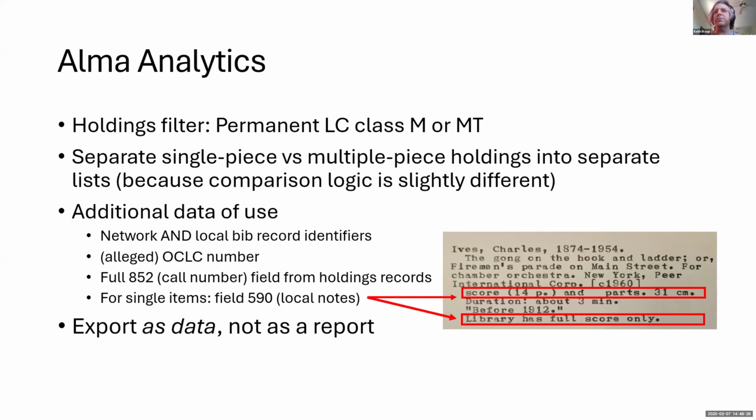The alleged OCLC number, so that we can hopefully find something that's a better match if we need to. The full 852 call number field from the holdings records, including any public or non-public notes that may help to explain discrepancies. And for single items, the field 590 local notes, because sometimes, rather than modifying the 300, we left it intact and just stuck a note in there as a stinger saying, surprise, we actually only have the score for this. And then export that as data rather than as a report, because otherwise you will get lots of very pretty merged cells that make it impossible to sort.